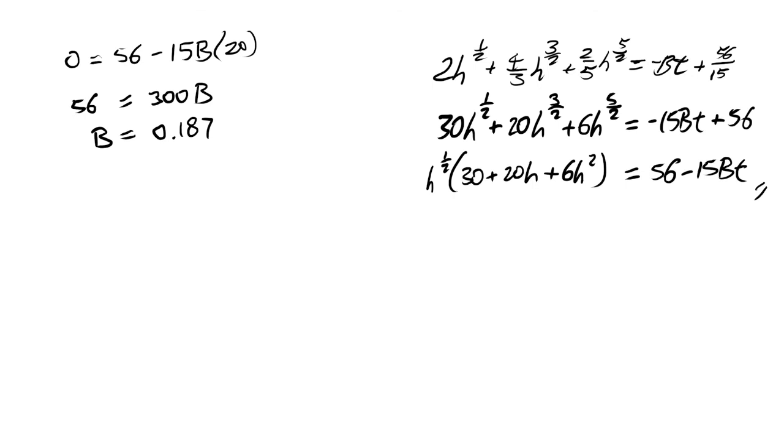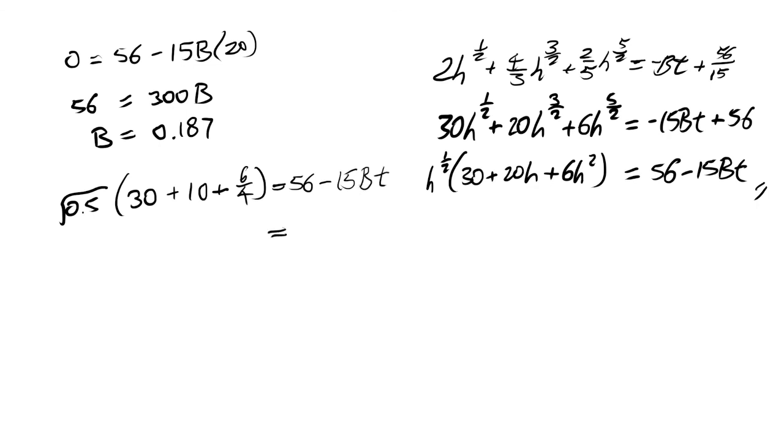And with this information we want to find the time when the height is 0.5, so when the tank is half full. Well, the height of the tank is half. So we have root 0.5 times (30 plus half of 20 is 10 plus a quarter of 6, so 6 quarters) is equal to 56 minus 15bt.